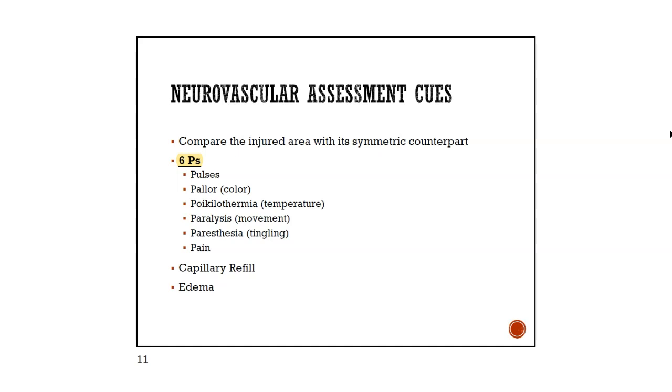Again, your 6 P's: pulses, you want to check for pulses; pallor, or paleness; poikilothermia, which is temperature; paralysis, or movement; paresthesia, if there's any numbness or tingling; and then pain. Know that these may be indications of nerve and vascular damage, typically arterial damage. And again, look at your capillary refill and the presence of edema.